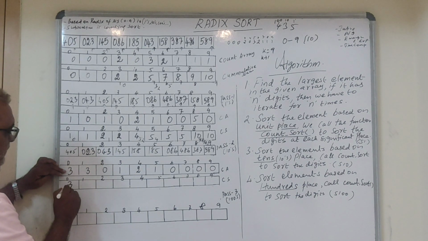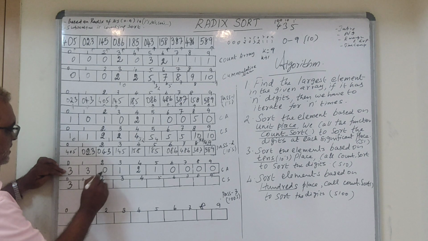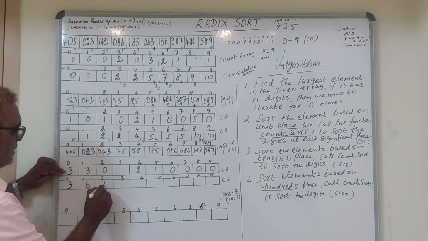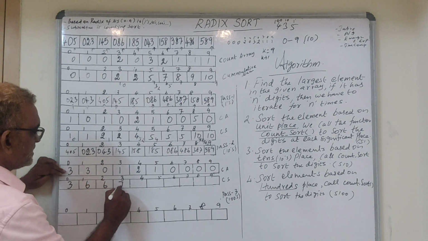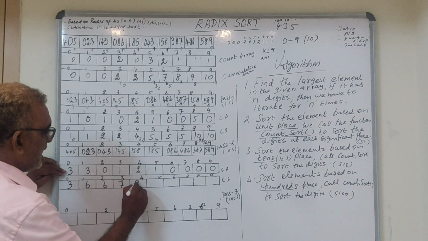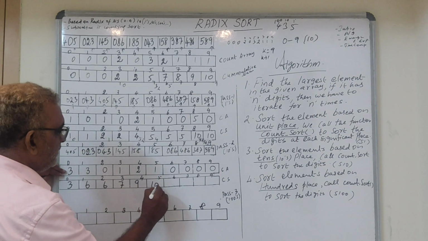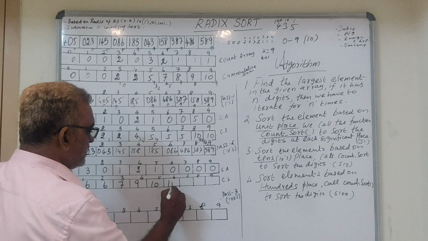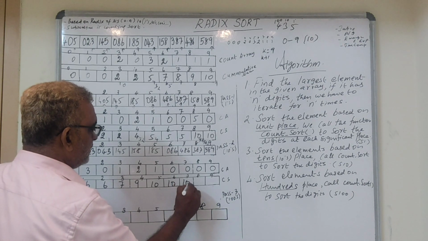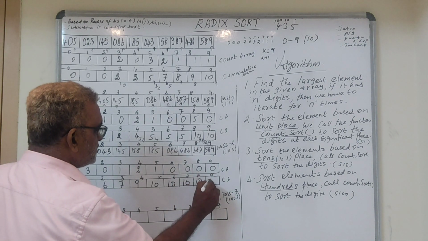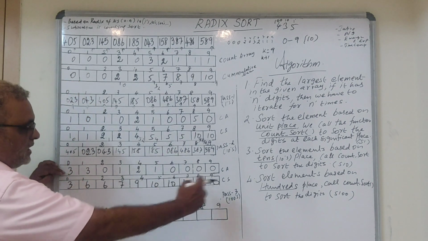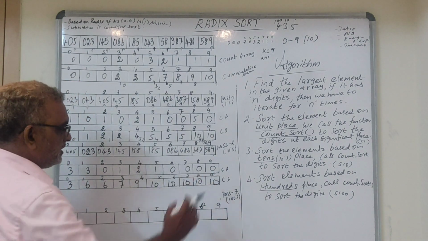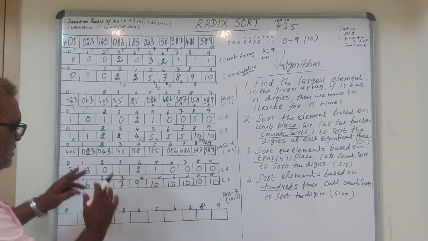This is 3. 3 plus 3 is 6. 6 plus 0 is 6. 6 plus 1 is 7. 7 plus 2 is 9. 9 plus 1 is 10. 10 plus 0 is 10, and again 10 plus 0 is 10. So the last values are all tens. So this is the cumulative sum.